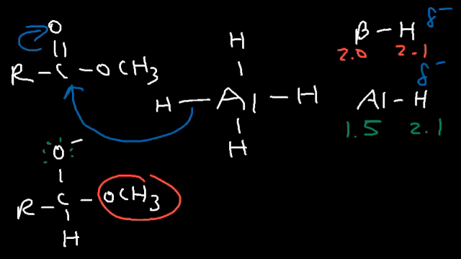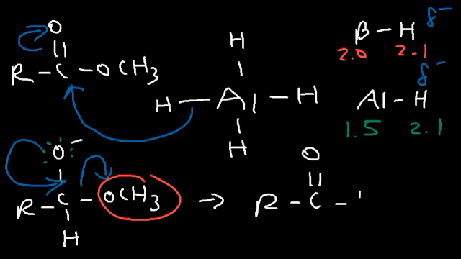Oxygen is more electronegative than hydrogen or carbon, so it can stabilize the negative charge better. Now this oxygen is going to use one of its lone pairs to form a double bond, expelling the methoxide ion. So now we have an aldehyde.